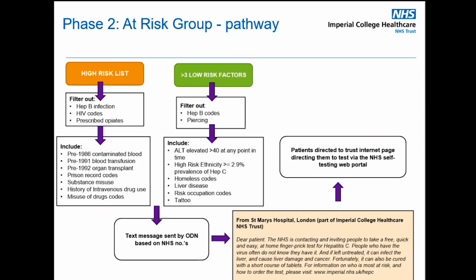The phase 2 was looking at those at risk. So the at risk search has a couple of elements to it, and what it has is high risk and low risk codes attached. The high risk list would pick out those high risk codes. You can see in the box the ones that are included. We decided in North West London to filter out Hep B, HIV and opiates. We felt that those patients would already be identified, and we just wanted to get the number a little bit more manageable for the phase 2.